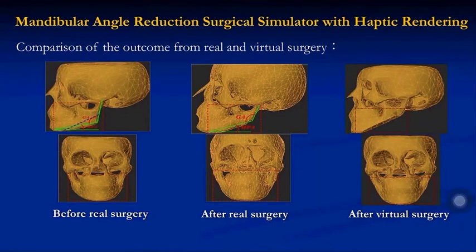We can also use our system to perform a virtual surgery, and then we can compare the outcome from the real and the virtual surgery.